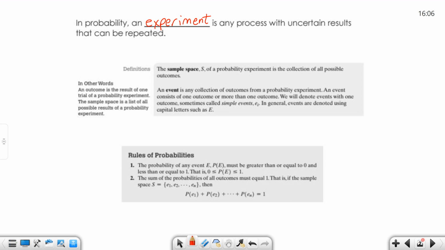So rules of probabilities: the probability of any event E, P of E, must be greater than or equal to 0 and less than or equal to 1. 0 means it never happens. 1 means it always happens. Probability is somewhere between the two, but it can be one or the other. It can be equal to, if you notice. And the sum of all the probabilities must be equal to 1. That is the sample space S of all these events. If you add all those probabilities up, it's got to be 1.